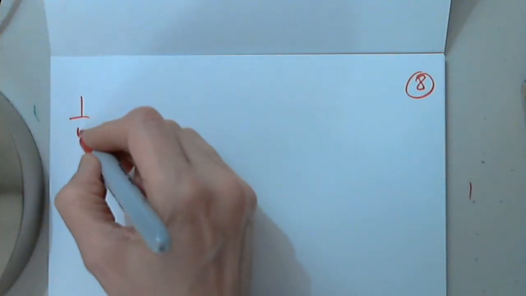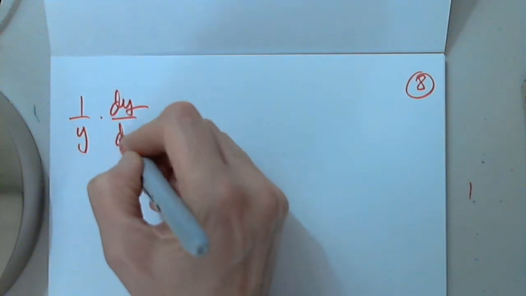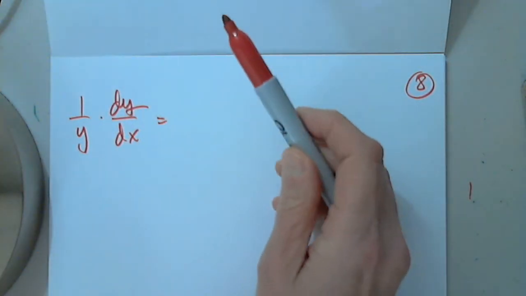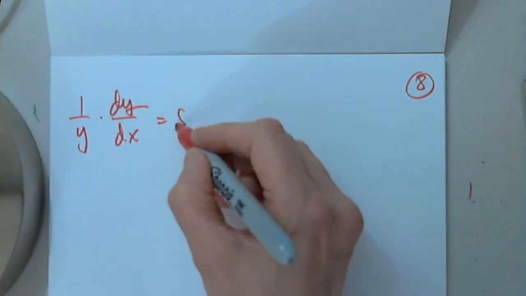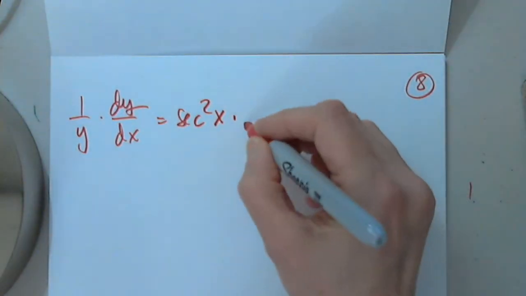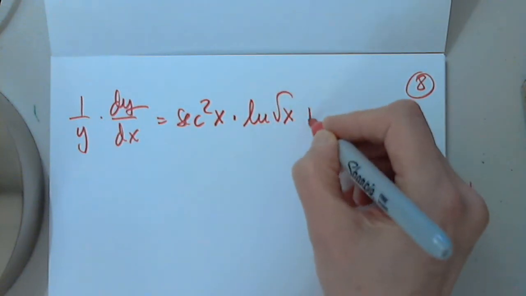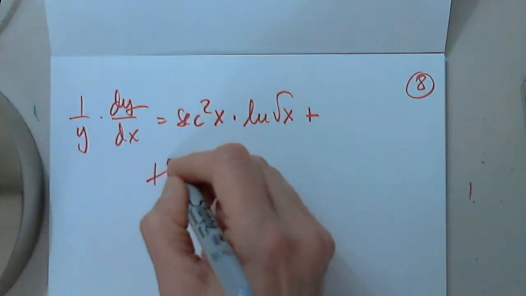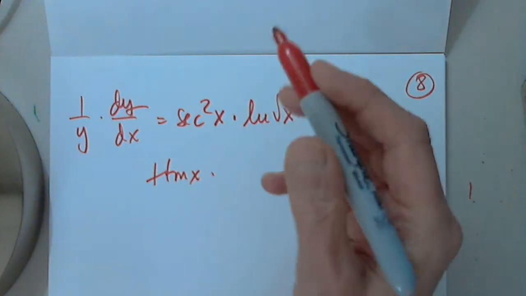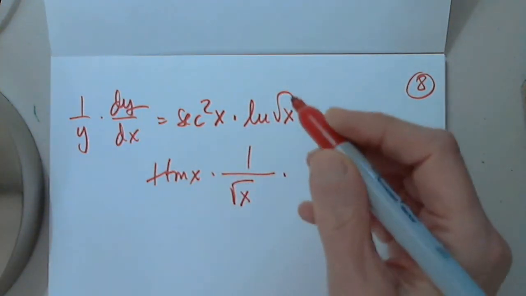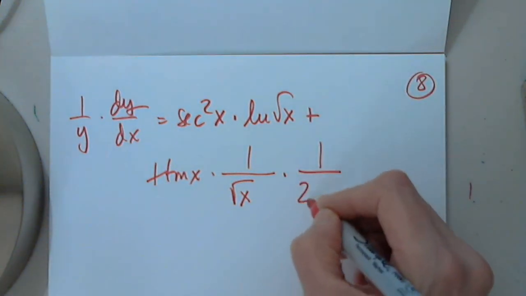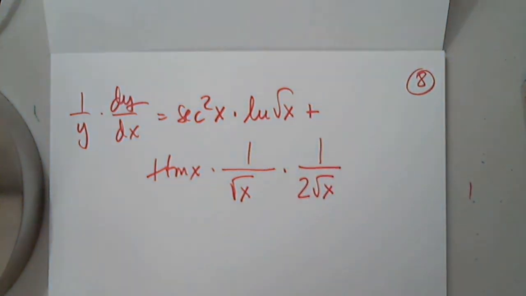So I have 1 over y times dy over dx. And now I have to differentiate this product. Tangent prime is secant squared times natural log of the square root of x plus tangent x times the derivative of natural log of the square root of x, which is 1 over the square root of x, times the square root of x prime, which is 1 over 2 the square root of x.